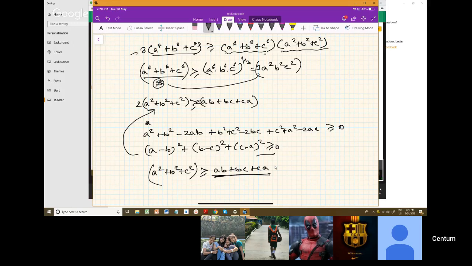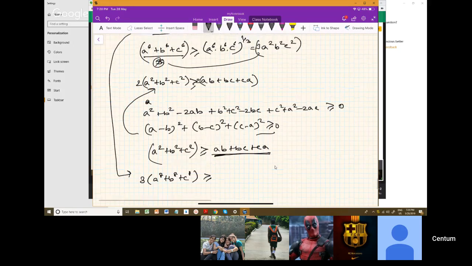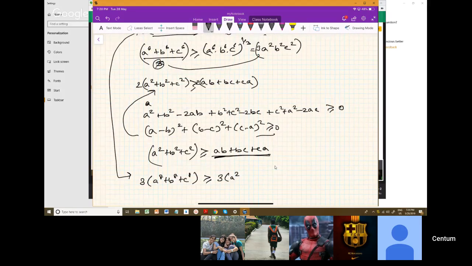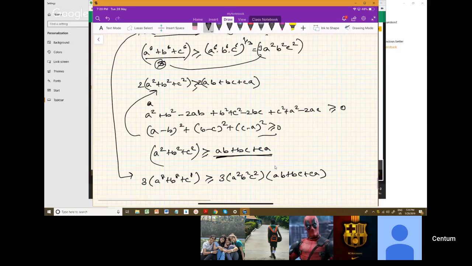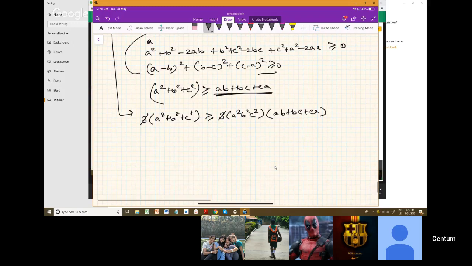That means this whole left hand side can be written as 3 times a to the power 8 plus b to the power 8 plus c to the power 8 is greater than or equal to 3 times a square b square c square times ab plus bc plus ca. So hence, if you see, this 3 goes. So what is left? So hence I get this.